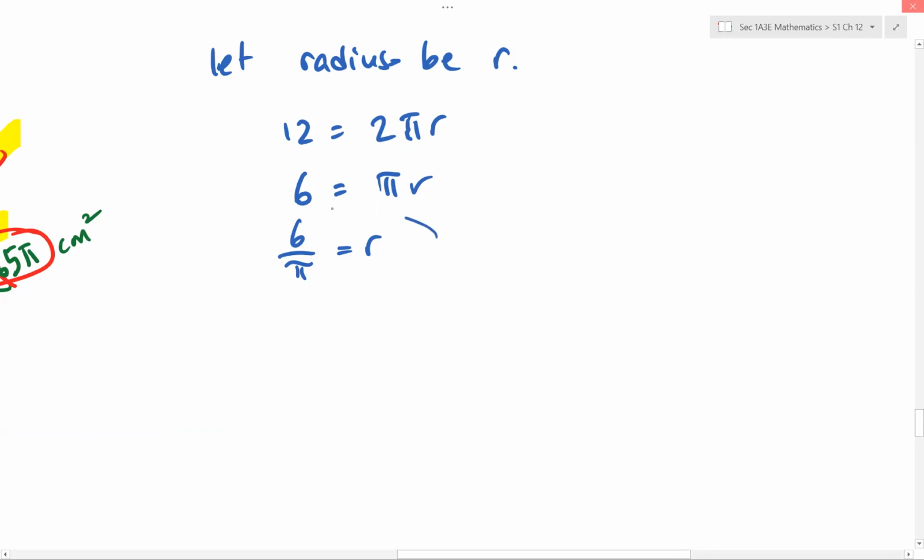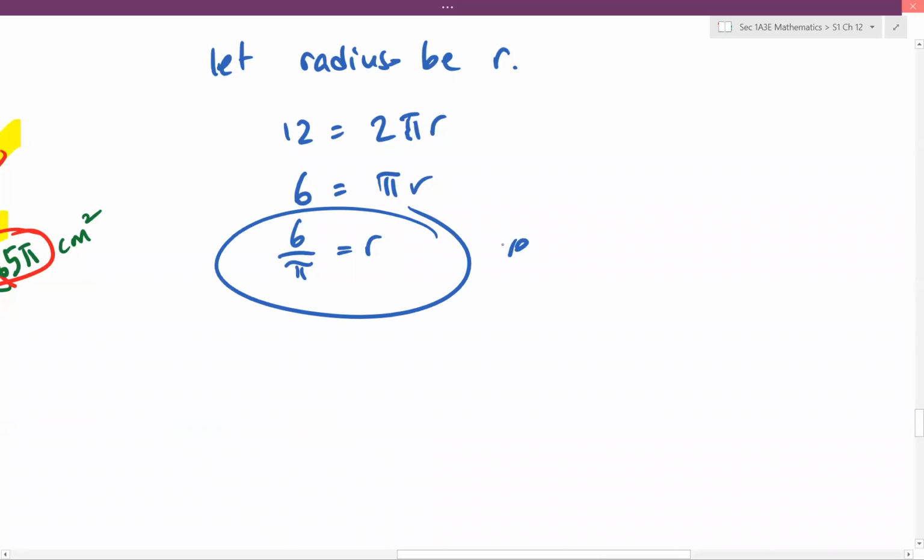This is exact. This is the exact value of r. I just did not evaluate it. You see that? 6 over pi is exact. I'm going to use this value to find the area.